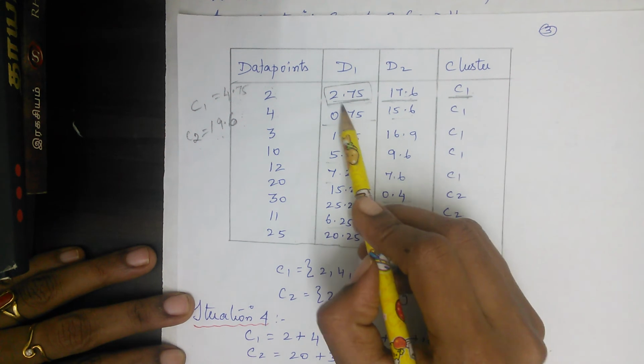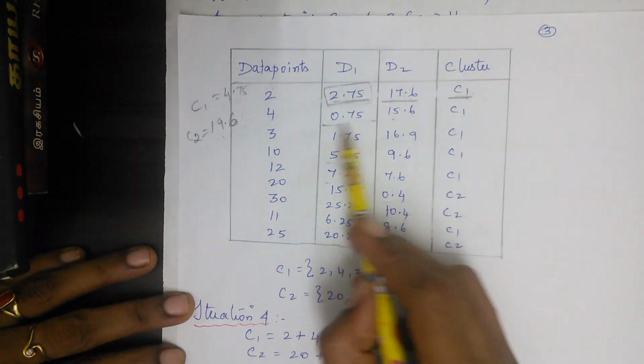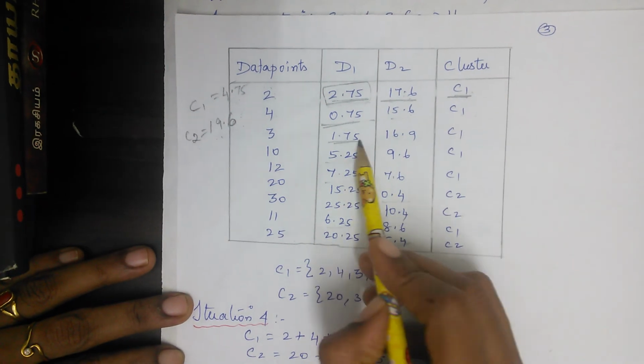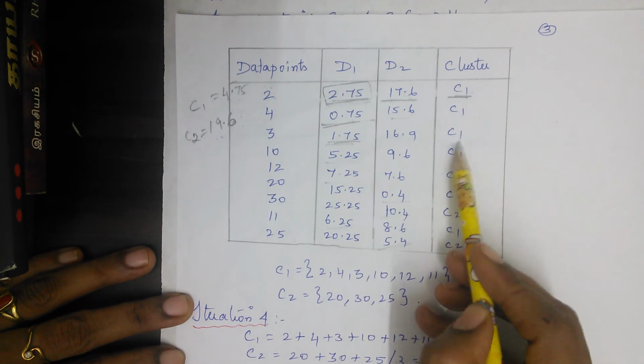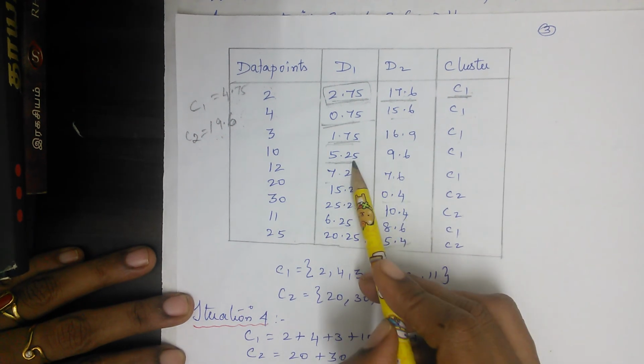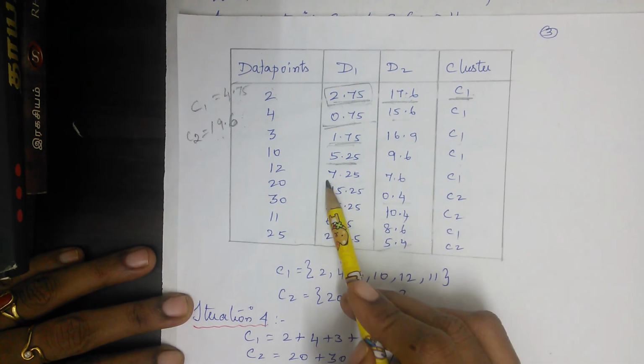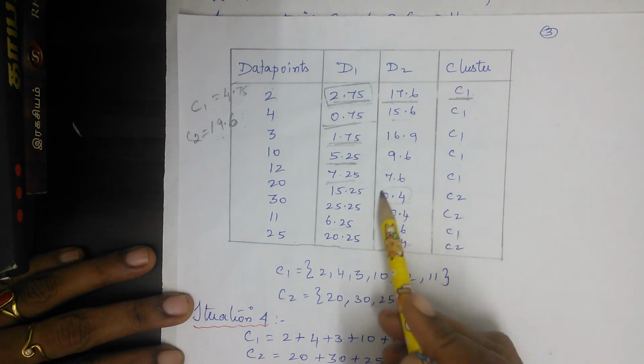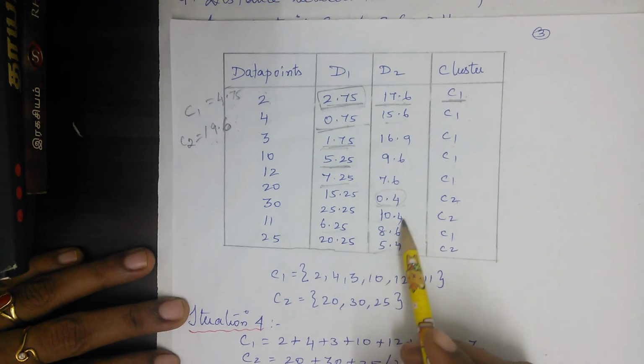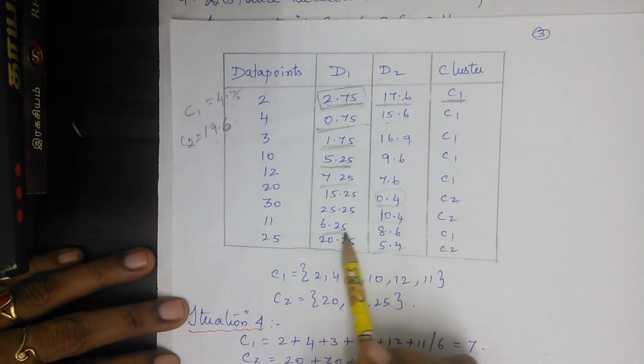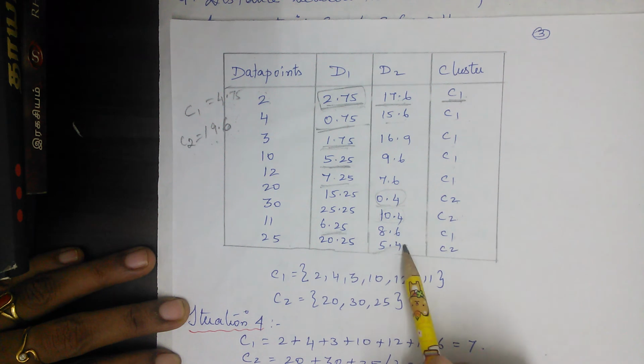If D1 is smaller, it fits into C1. Here D1 is smaller, so C1. Again here D1 is smaller, C1. And again D1 is smaller, C1. And here D2 is smaller, C2. And again here D2 is smaller, C2. And here D1 is smaller, C1. And again here D2 is smaller, C2.